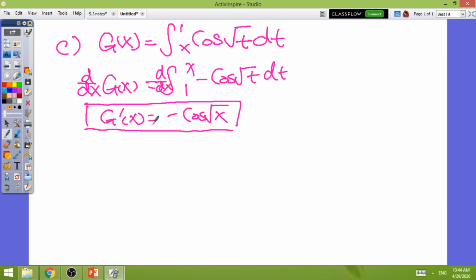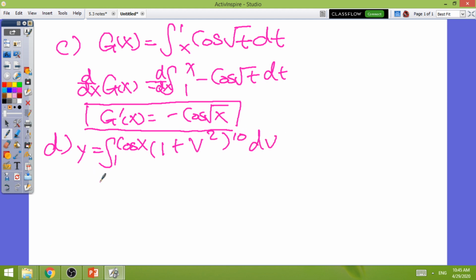Okay, so now let's see the next problem. For D, we do have y equals the integral from 1 to cosine of x, and the integrand is 1 plus v squared, quantity to the power of 10, dv. One thing that you want to do is make sure that it's a constant to the variable power. Now, be careful, the upper bound here is not just a variable, it's a function, a brand new function. We'll deal with that later. Again, taking the derivative of both sides, d over dx.